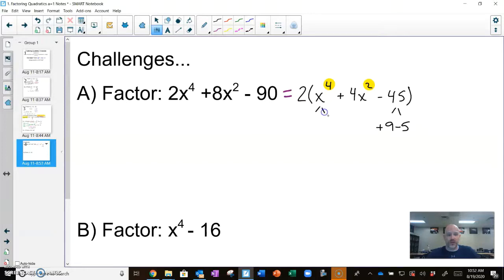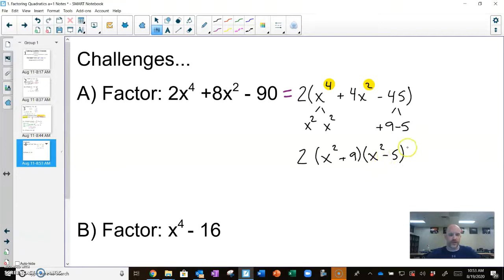For this x to the 4th, well, I know that x times x is x squared. So does that mean that x squared times x squared will give me x to the 4th? It absolutely does. So I can say 2 is my GCF over here, and then I'm going to have one factor of x squared plus 9, and then I'm going to have another factor of x squared minus 5.